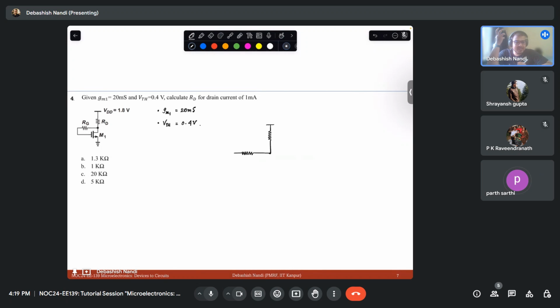Yes, is VTH a DC parameter or an AC parameter? It's a DC parameter. Yes, VTH is a DC parameter because it depends on the bias points only. And what is the definition of VTH? Even not in bias point.